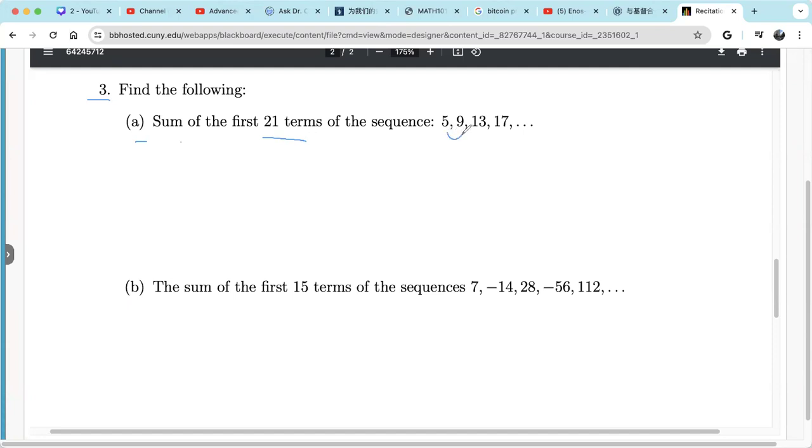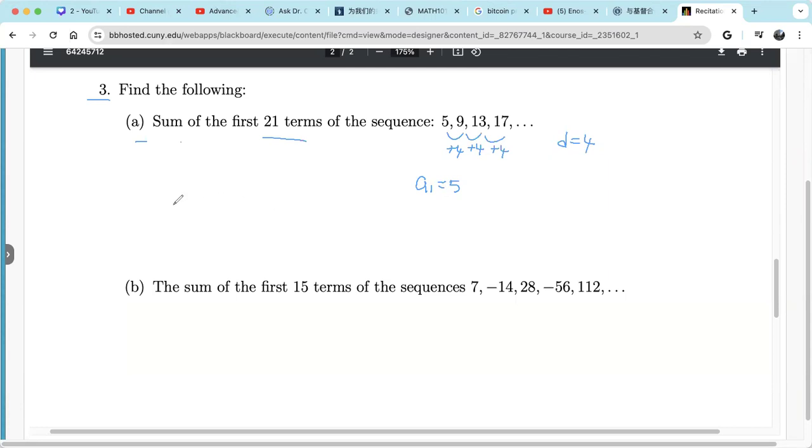So 5 to 9, that's plus 4. 9 to 13, that's plus 4. 13 to 17, that's plus 4. Okay, arithmetic sequence. So the common difference is 4. So we want to find 21 terms. So the first term is 5. And we need to figure out the last term.